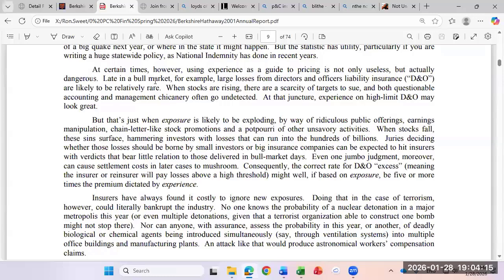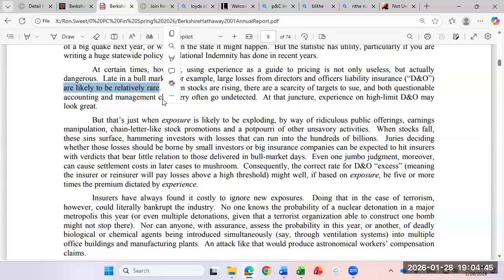All right, is that going to change? Then yeah, that's the wrong history. You have a history of really stable stock markets. That's not the time to assess directors and officers insurance, because people will start suing as soon as markets fall. So here's what he's saying. Using experience can be dangerous. Late in a bull market, large losses from D&O liability are likely relatively rare, but that's actually when your exposure is the greatest. You're probably going to see your biggest losses.